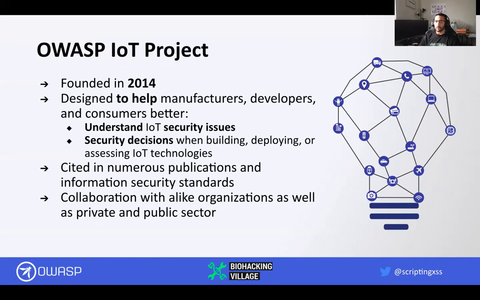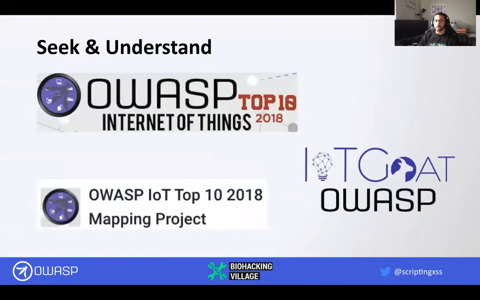So the project, we've broken it up into a couple of different categories, namely seek and understand, that we'll talk about today. And we'll also talk about validation. In seek and understand, we have a couple of projects that we'll talk through today: the IoT Top 10, and IoT GOAT. And to make the IoT Top 10 more applicable for some groups, we created a mapping project and mapped them to a number of sister projects in the industry.